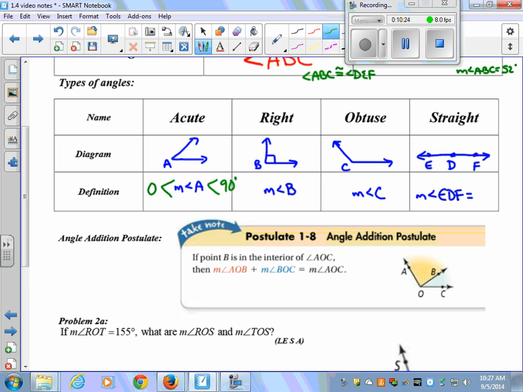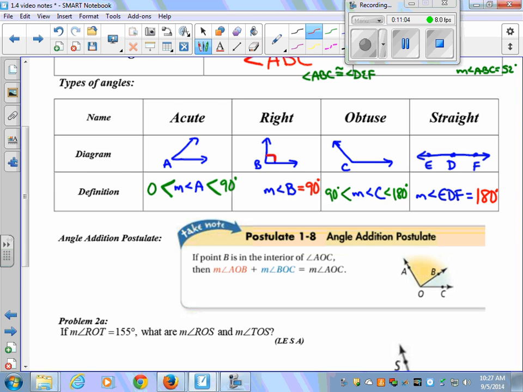Now, these symbols are less than symbols, so 0 is less than the measure of angle A, which is less than 90. In other words, it's between 0 and 90. The next one is the measure of angle B. The measure of angle B is a right angle. Notice this symbol, little square, means it's a right angle, and that tells us that this is 90 degrees. The measure of angle B is equal to 90 degrees. And the measure of angle C here is an obtuse angle, so that is going to be between 90 degrees and 180 degrees. And then a straight angle is exactly 180 degrees.